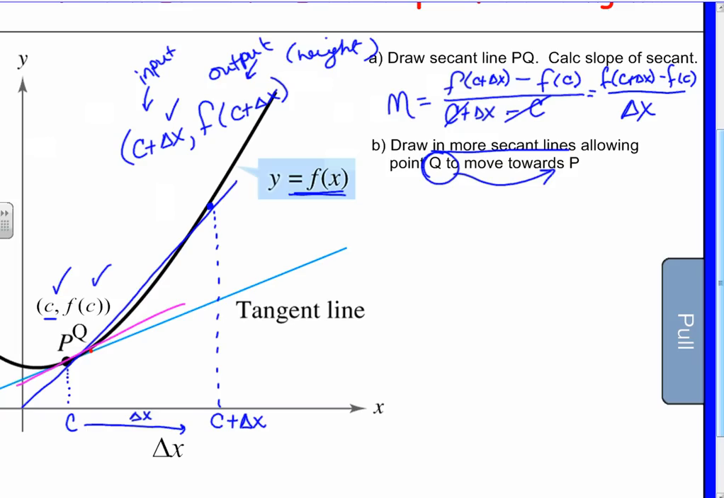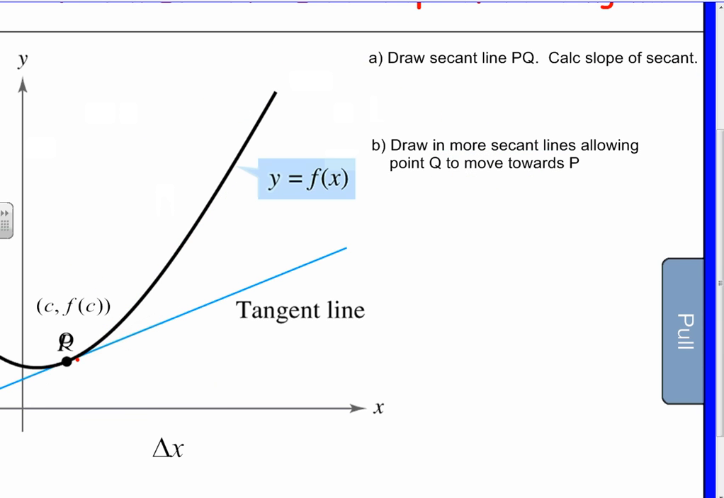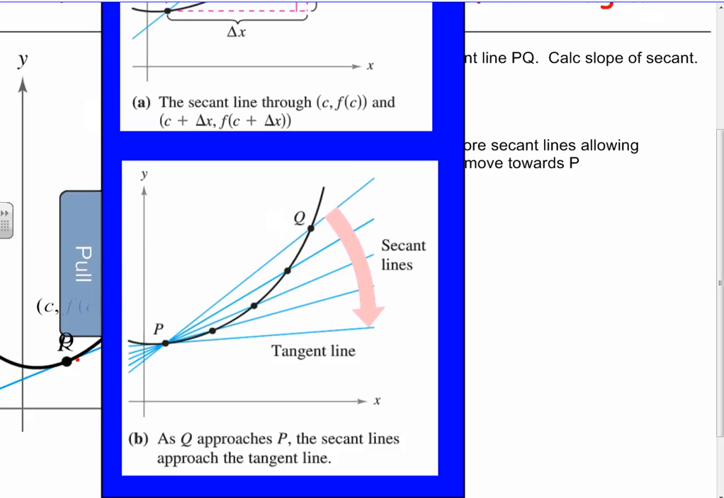And bring Q in a little bit further until I get it practically on top of P. I've now got P and Q really, really close. And notice how this slope and the actual tangent line are getting very, very close to each other. They approximate each other. And that is the idea in calculus, that we allow Q to become very, very close to P. And as we move Q through this function and get it closer and closer, our secant lines begin to approximate the slope of the tangent line. Okay?